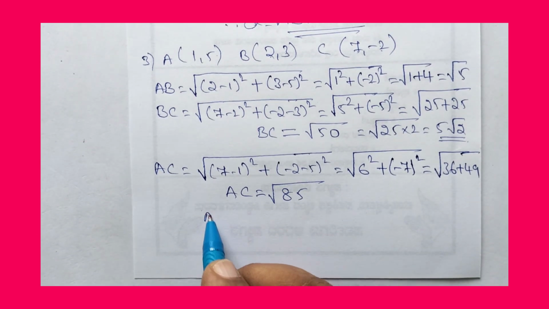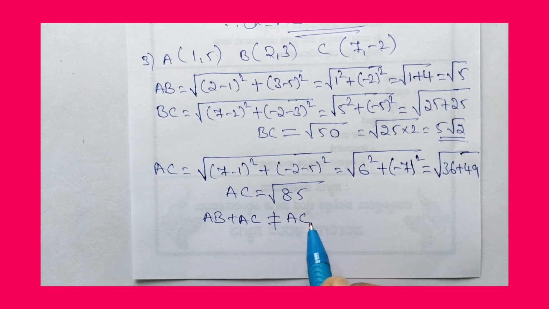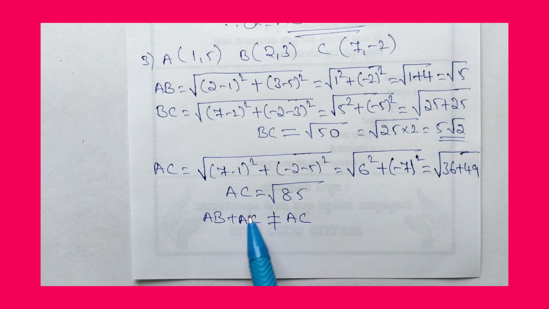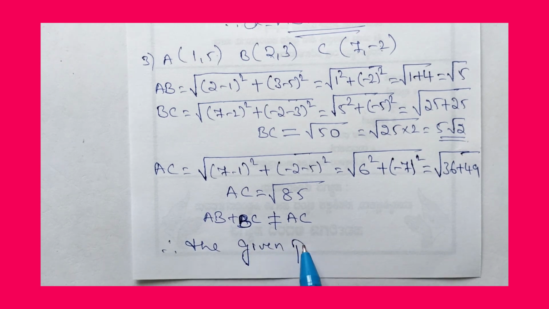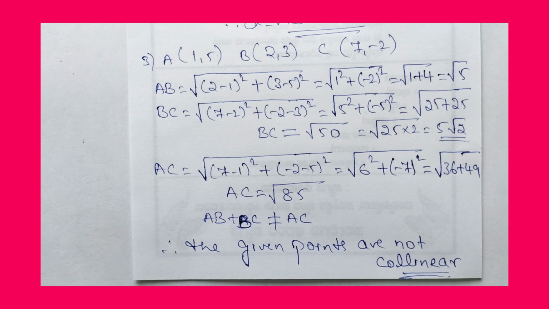So here, if we add AB and BC, it will not be equal to AC. If we add AB and BC we should get AC, but AB plus BC is not equal to AC. Therefore the given points are not collinear. So like this we have to solve this question. So this is question number 3. So now let us move to question number 4.